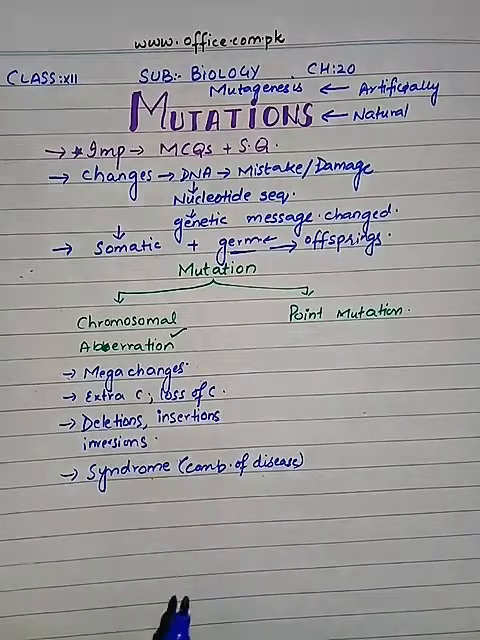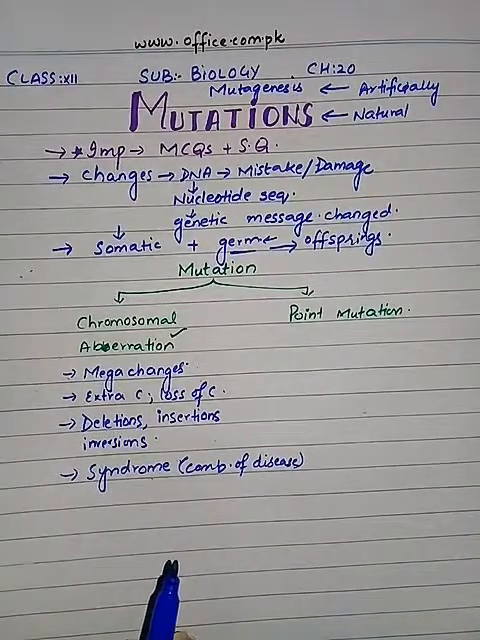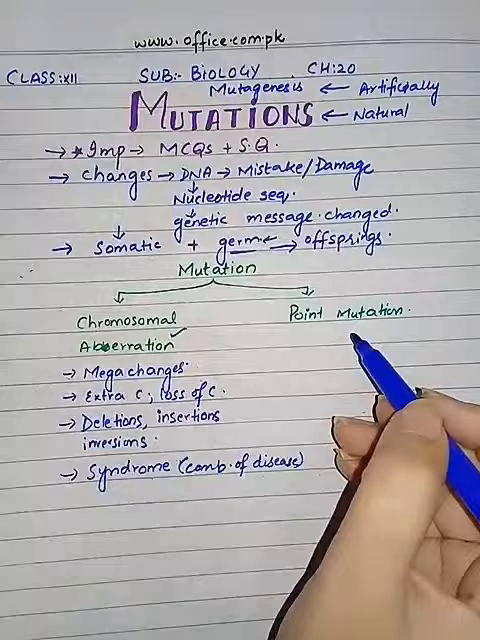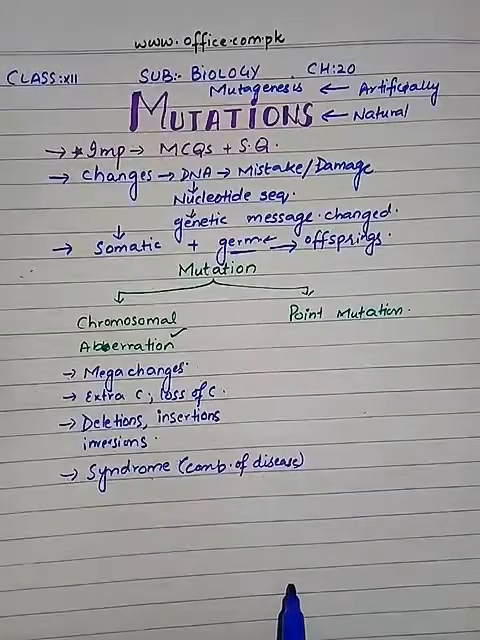So when there will be an extra or fewer chromosomes, they will lead to syndromes. For example, we will study in detail about Down syndrome or the Klinefelter syndrome, etc.